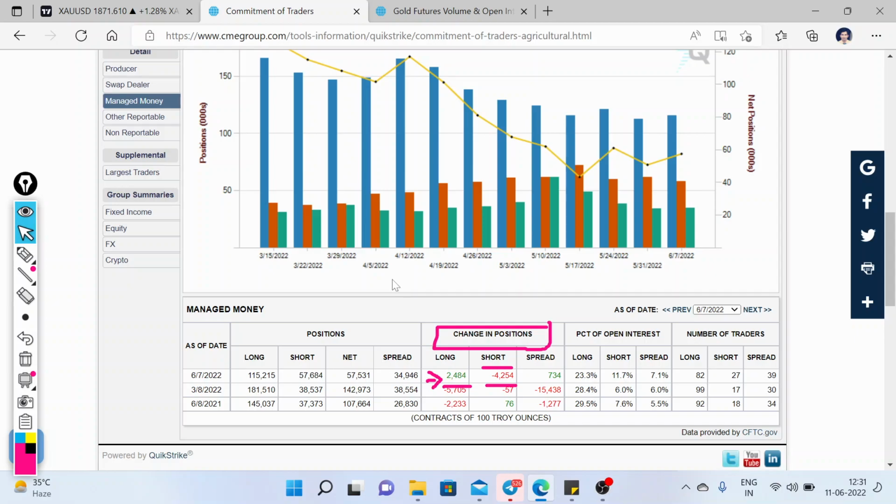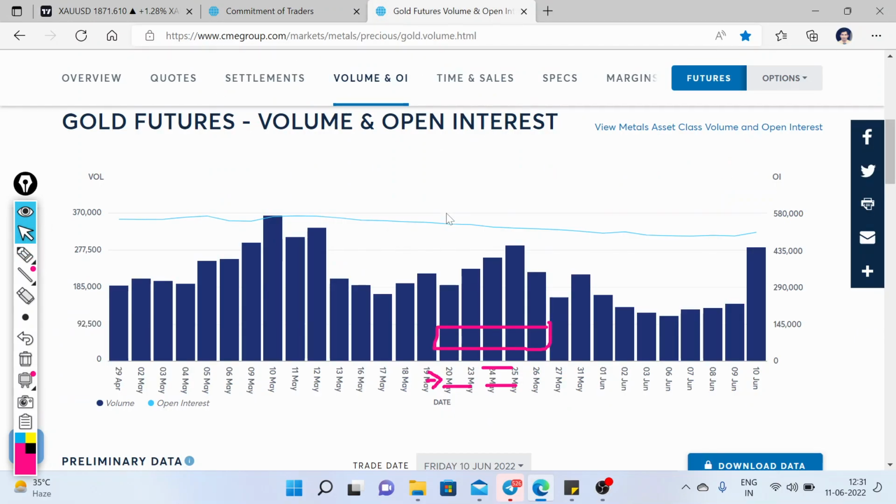And if we look over to the gold futures volume and open interest chart on this screen, on the left side we have the net volume, and on the right side we have the total open interest. And this time you can see we have a big change, or you can say a big increase, in the net open interest positions.